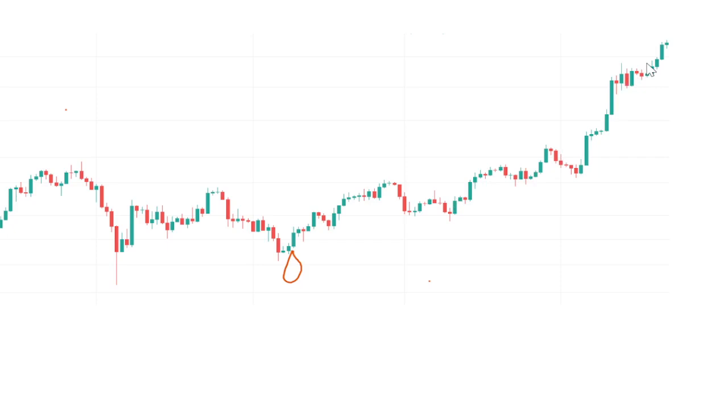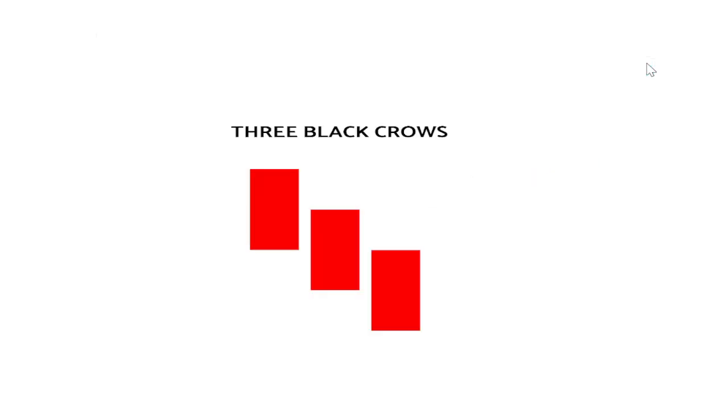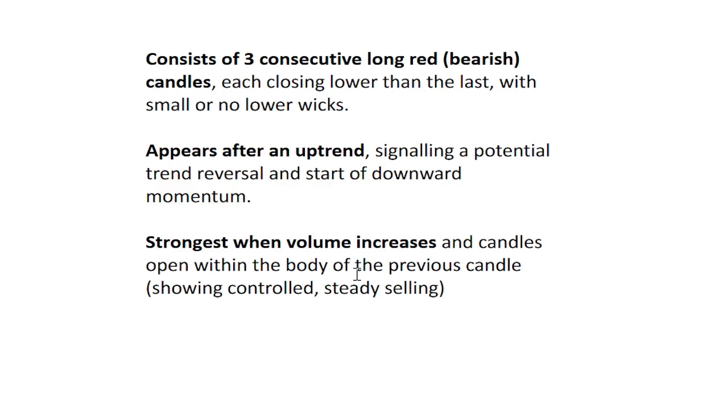So let's look. The opposite of the three white soldiers is the three black crows. Here we see that the price closes below the low of the previous day. So let's look at the characteristics. Consists of three consecutive long red bearish candles, each closing lower than the last with small or no lower wicks.